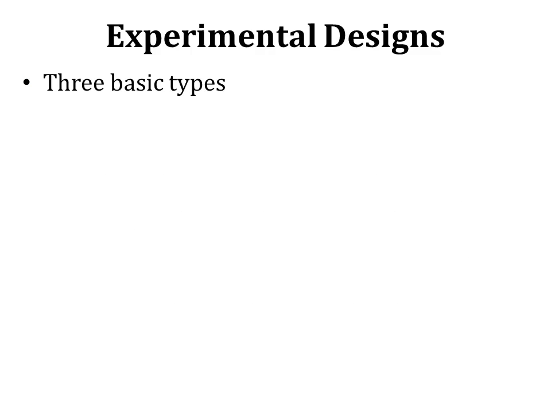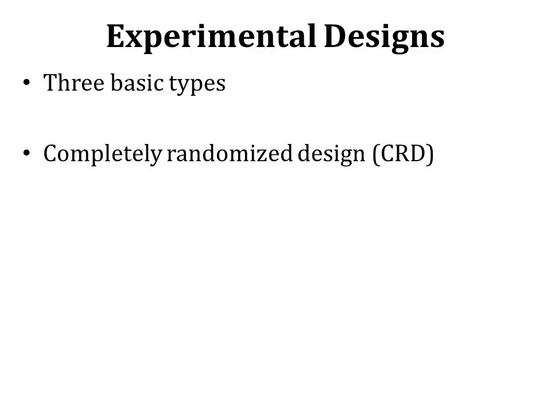Now, with this introduction to the basic concepts and principles in experimental design, we are going to mention the basic types of experimental designs that are used. There are three basic types of experimental designs used in biology, especially in field research and agricultural research. The first one is the completely randomized design, or CRD. In this design, there is complete randomization of the treatment on experimental units.